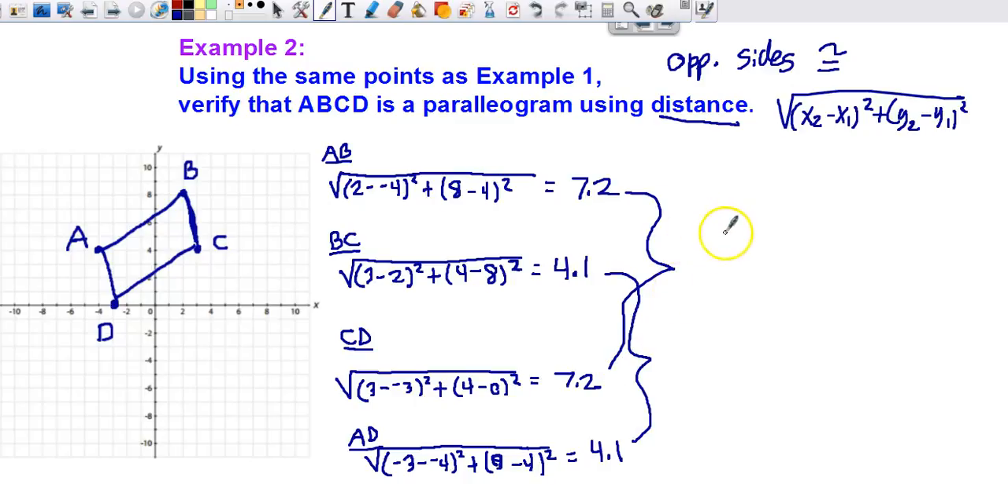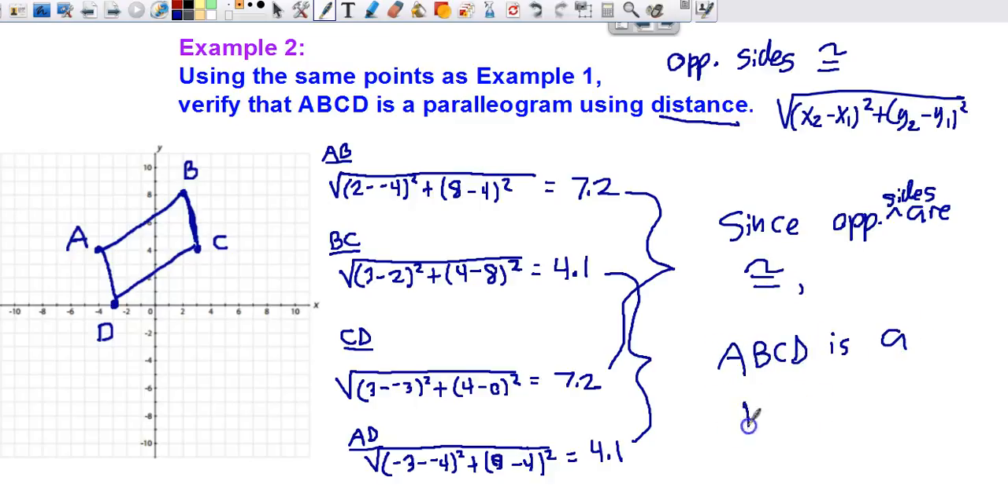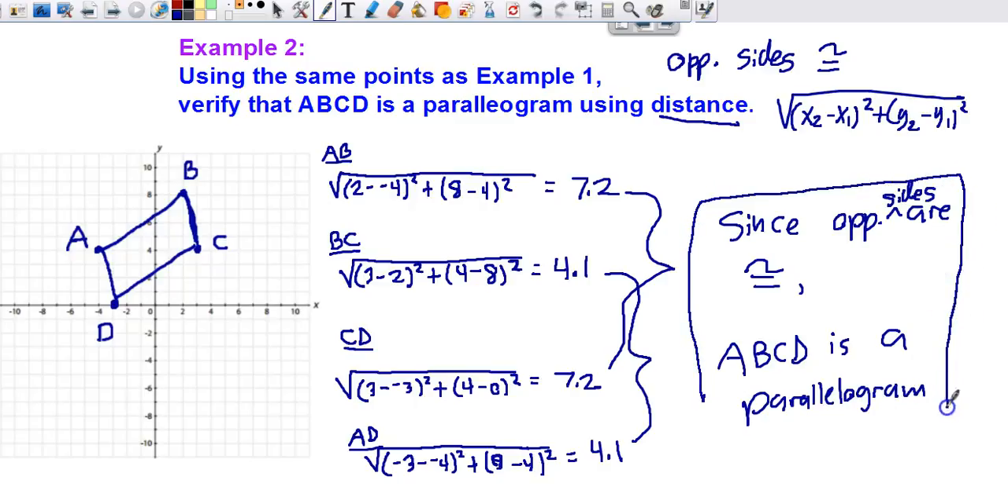So since that's the case, since opposite sides are congruent, ABCD is a parallelogram. And there's your answer. Since opposite sides are congruent, ABCD is a parallelogram. There's your proof. There's your reasoning. There's your answer. All right, one more graph proof, and then we'll stop this video so you can practice those on your day 3 assignment.